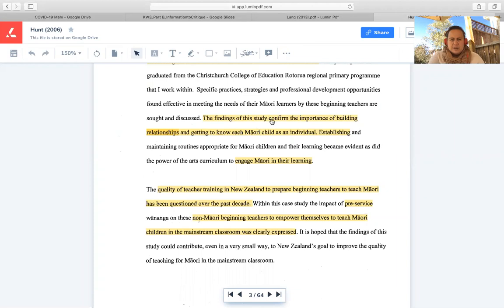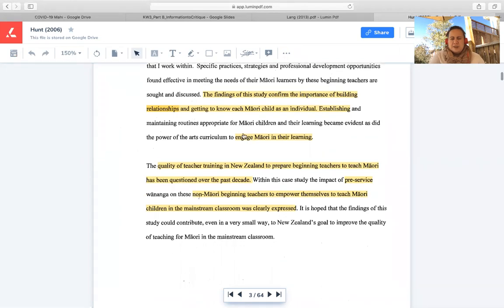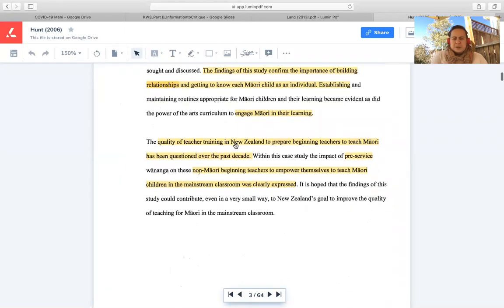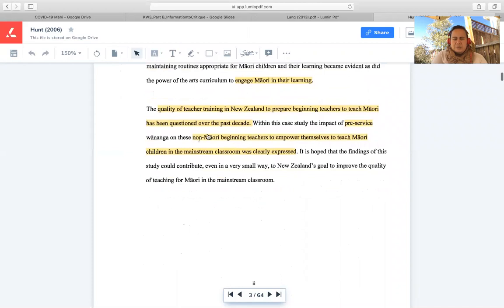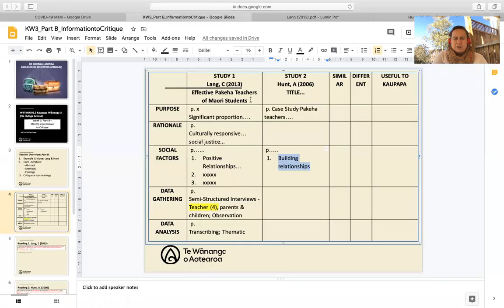Where does it say? The importance of building relationships, getting to know each Māori child as an individual, so that they engage in their learning. So this one is specifically for arts curriculum, but it doesn't matter what curriculum area because everything else is so relevant for the kaupapa. Okay. And if we look in here, this one, non-Māori beginning teachers to empower themselves to teach Māori students, that can go into the rationale here.